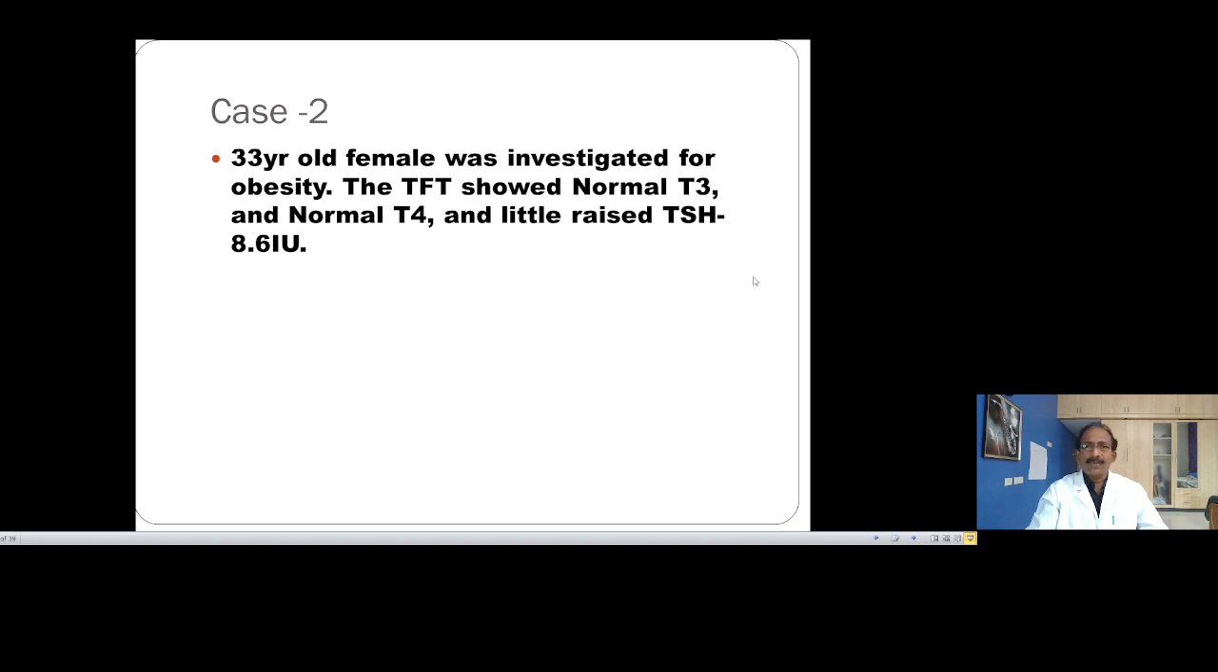But the TFT showed normal T3, normal T4, but a little raised TSH, 8.61. Yeah, they may be excited to see that the TSH of 8.61 is abnormal. We have discovered hypothyroidism, which may be the reason for obesity. But it's not the case always. I'll tell you why.